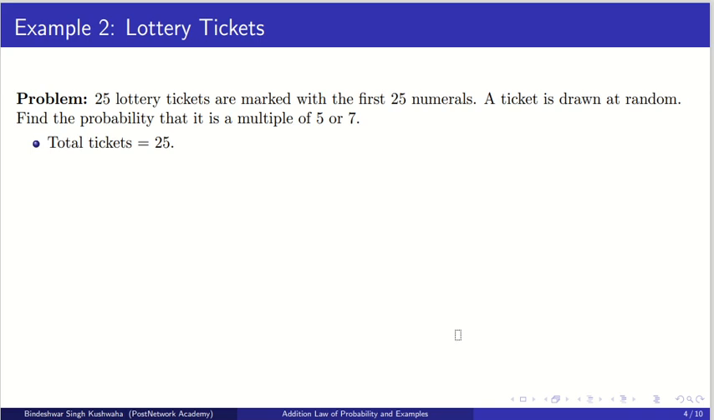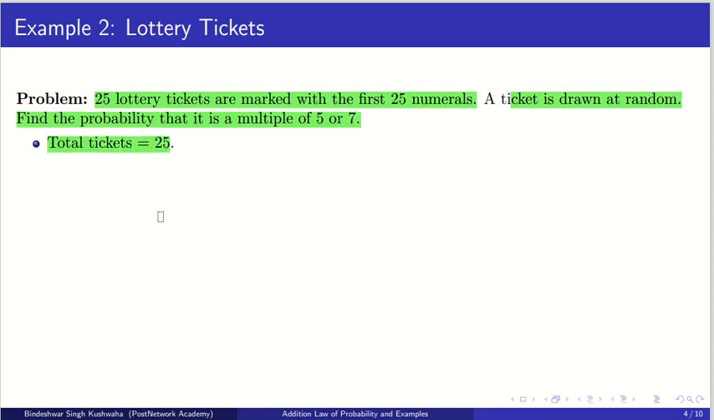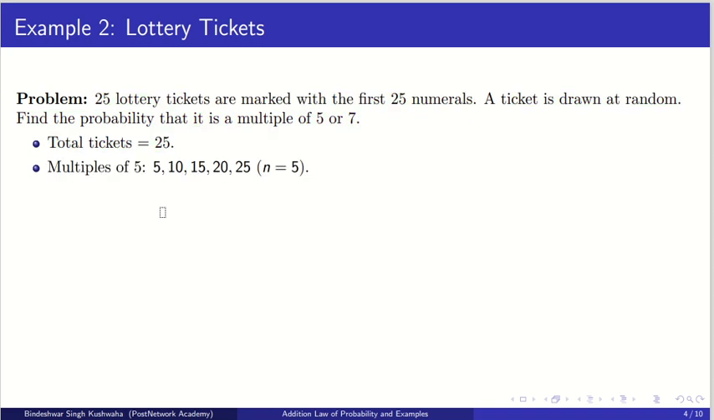Let us see another example. There are 25 lottery tickets that are marked with the first 25 numerals and a ticket is drawn at random. Find the probability that it is a multiple of 5 or 7. There are 25 total tickets, so the sample space size is 25. Multiples of 5: 5, 10, 15, 20 and 25.